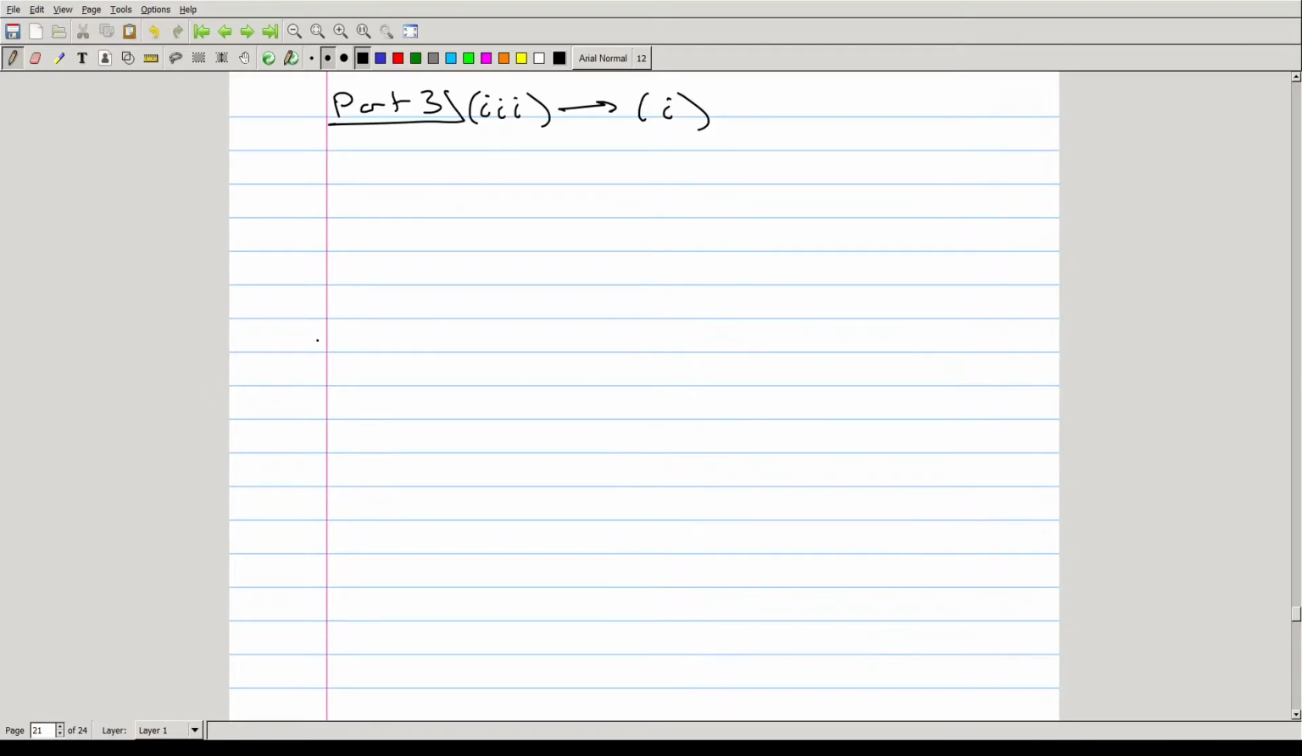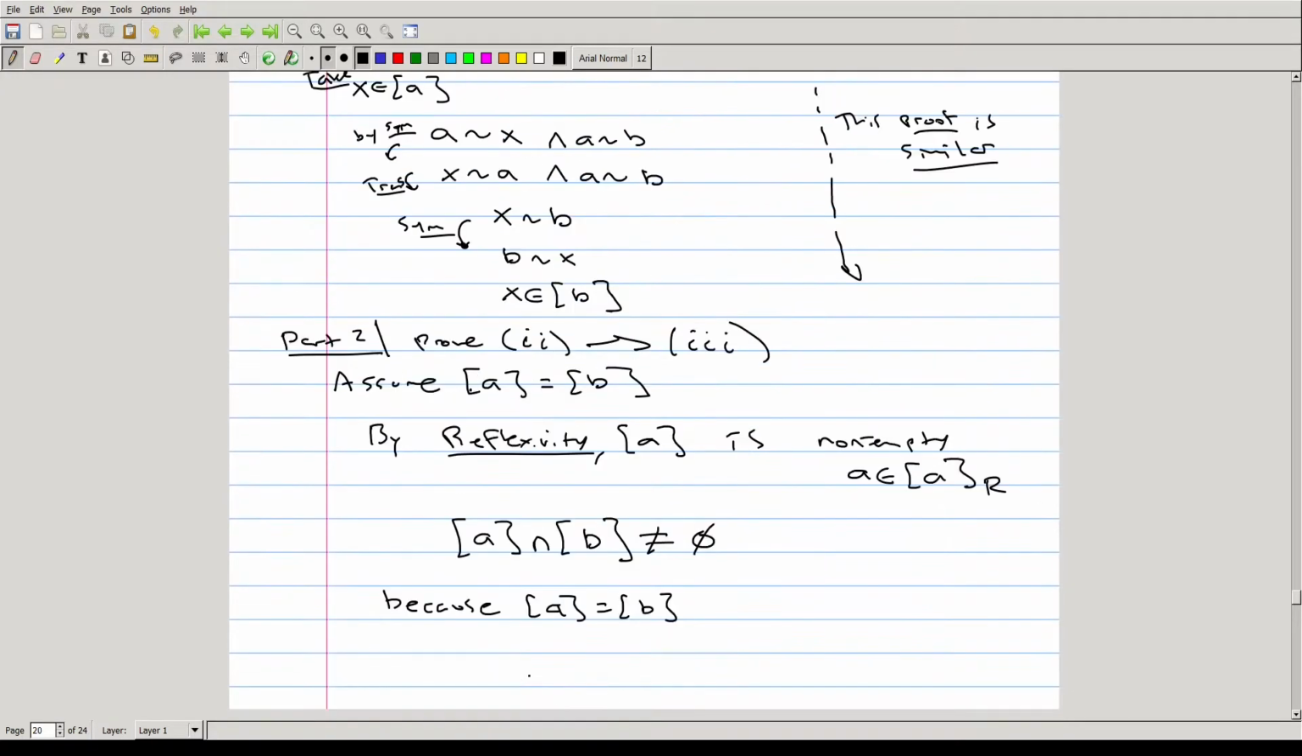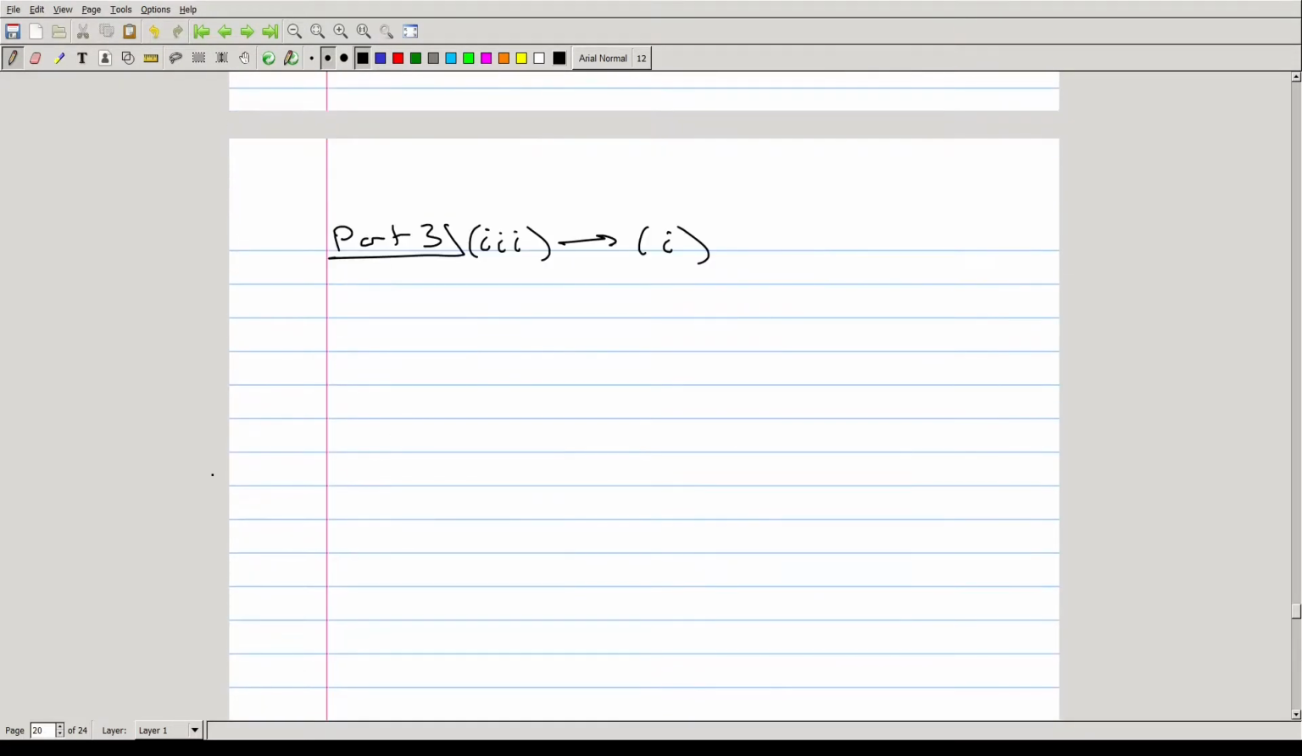And then lastly, part 3 of this proof is showing that if statement 3, then statement 1. And if we do this, we've successfully completed our loop, and we have that each one of these statements is equivalent. Because if I show if this, then this, if this, then this, and if this, then this, I have that all of these 3 statements are equivalent to one another.